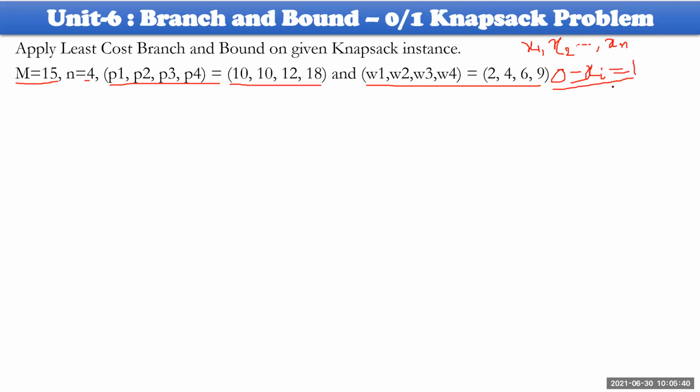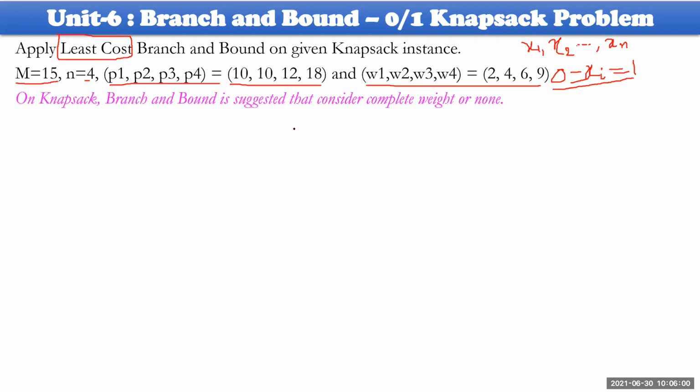Already we have seen the different criteria we have to follow for the knapsack algorithm. For solving this, I'd like to take into consideration least cost branch and bound, which is very important here. Least cost branch and bound will always suggest you consider a particular weight completely, otherwise none. None means xi equal to 0, completely means xi equal to 1. There is no fractional part placed into the knapsack. Fractional parts are not supposed to be entertained in the bag. That is the first point while doing the 0/1 knapsack with least cost branch and bound.